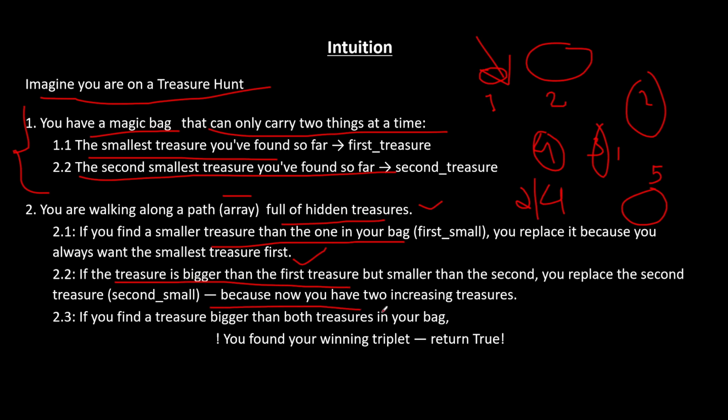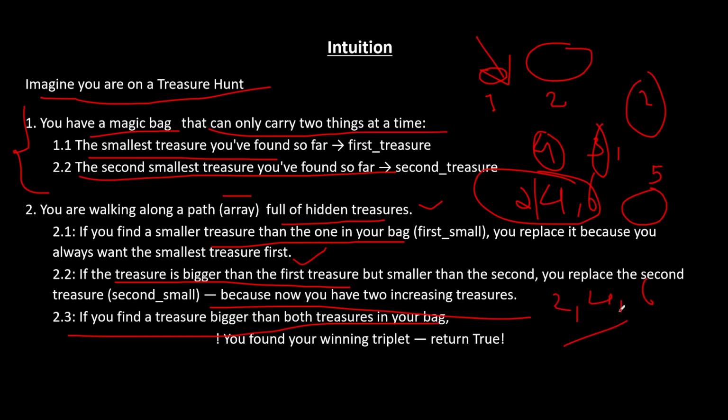Now you have two increasing treasures. Now, if you find a treasure bigger than both the treasures in your bag, and this scenario continues, like 3, 4, 4, 5, 1, 3, even if the third value comes out to be greater than both values, let it be 6, so it becomes 2, 4, 6, right?